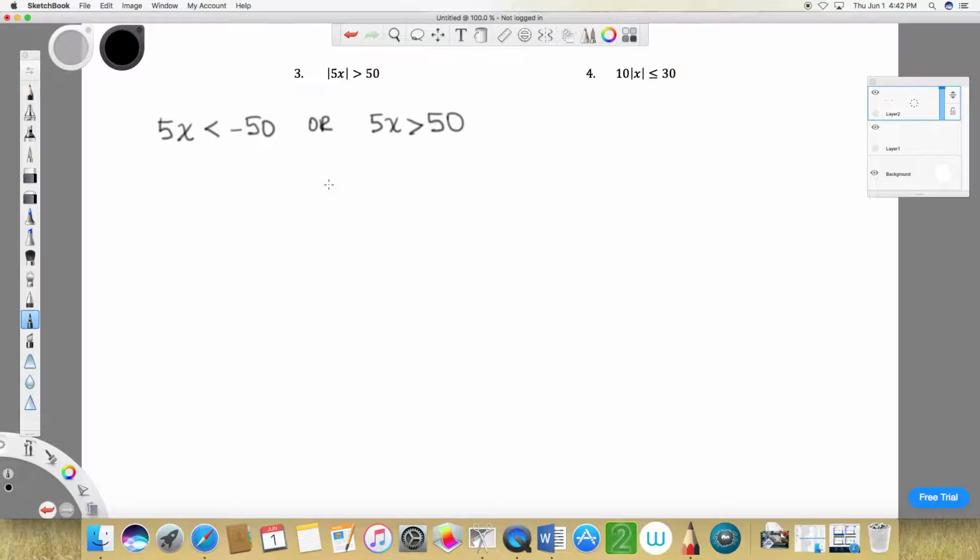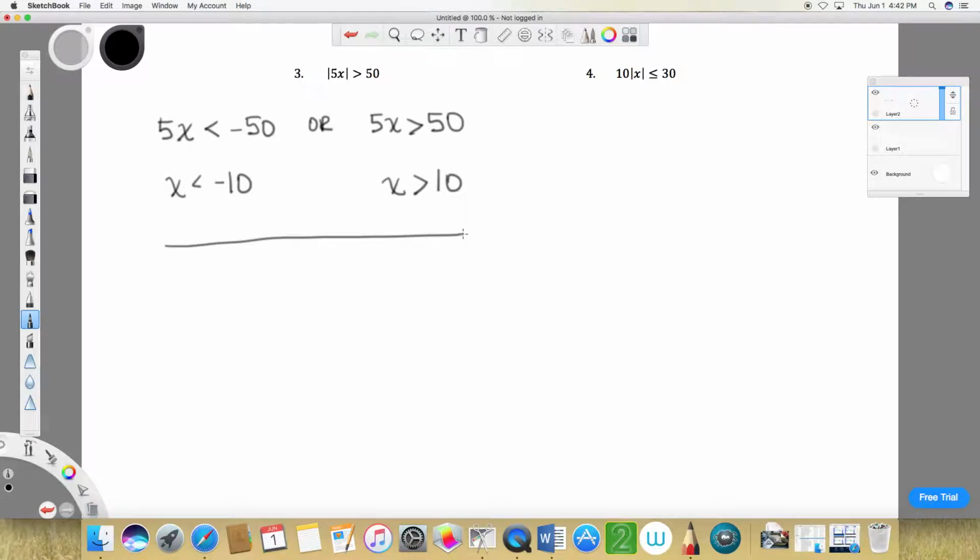Let's see if that's what our solution set looks like. So here with this inequality, let's divide both sides by a positive 5. So we have x is strictly less than negative 10. And over here, if we divide by 5, we've got x is strictly greater than positive 10.